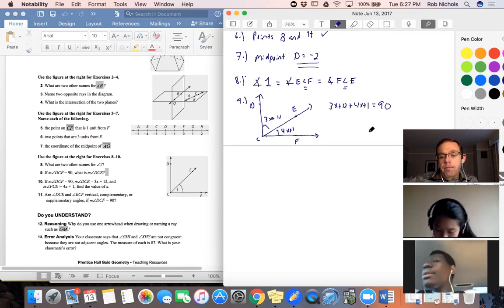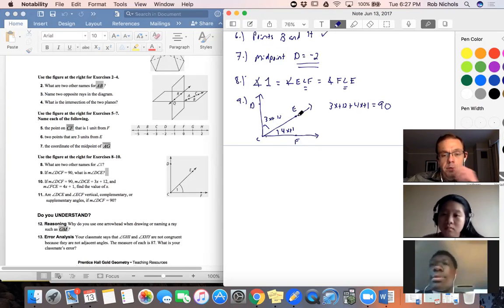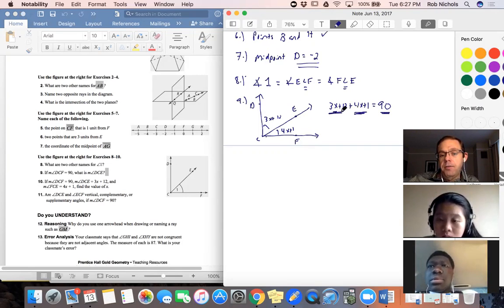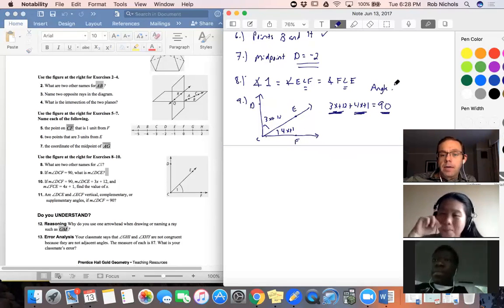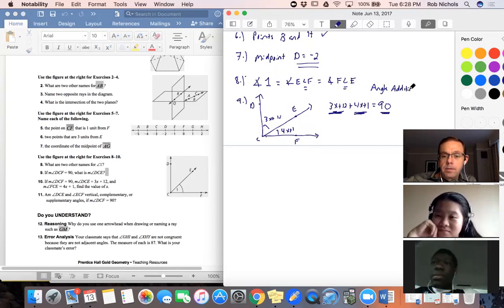Okay, so in our textbooks, there's a reason why I can add these 2 parts of the angle and make it equal the whole. So this is a part plus another part equals the entire angle. Does anyone remember the name of the postulate or theorem that allows me to do that? Probably not. Okay, this is called the angle addition postulate.